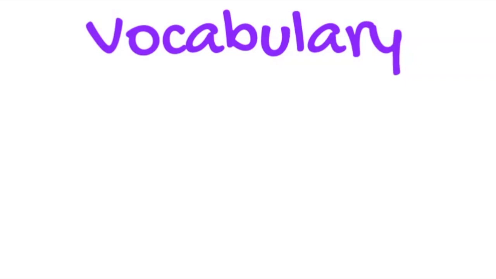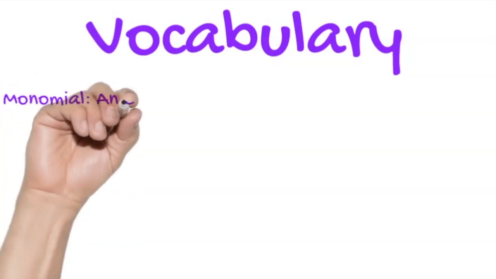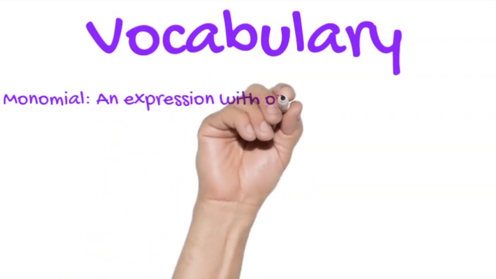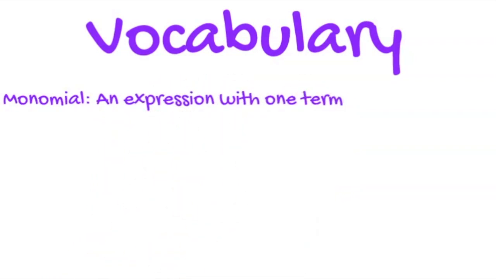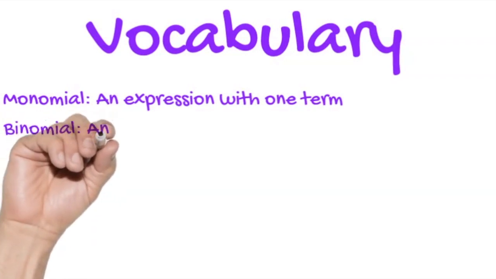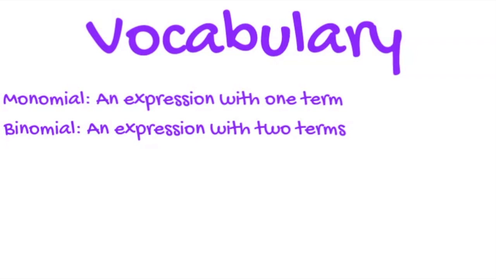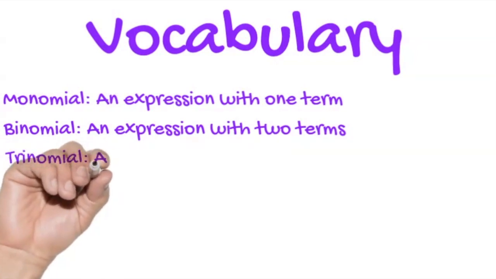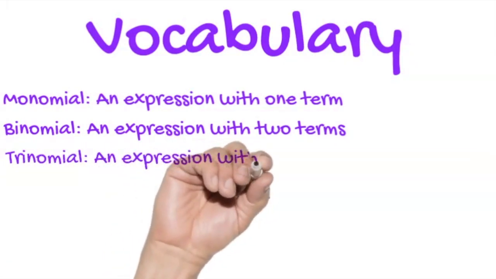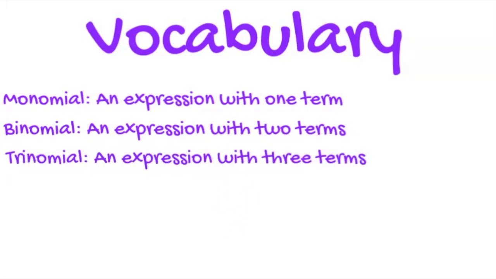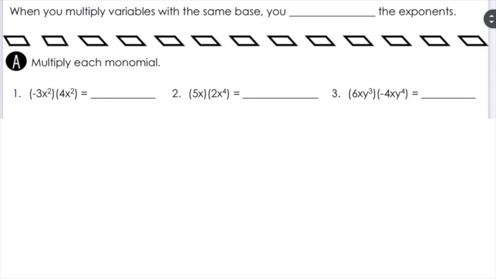But before we get into the lesson, we have to do some housekeeping, which is our vocabulary as normal. So first word is a monomial, which is an expression with one term. The second word is binomial, which is an expression with only two terms. And as you can probably see, there's a trend here. The third word is trinomial, which is an expression with three terms. So now that we're done with vocabulary, please go ahead and take out the worksheet if you have it.